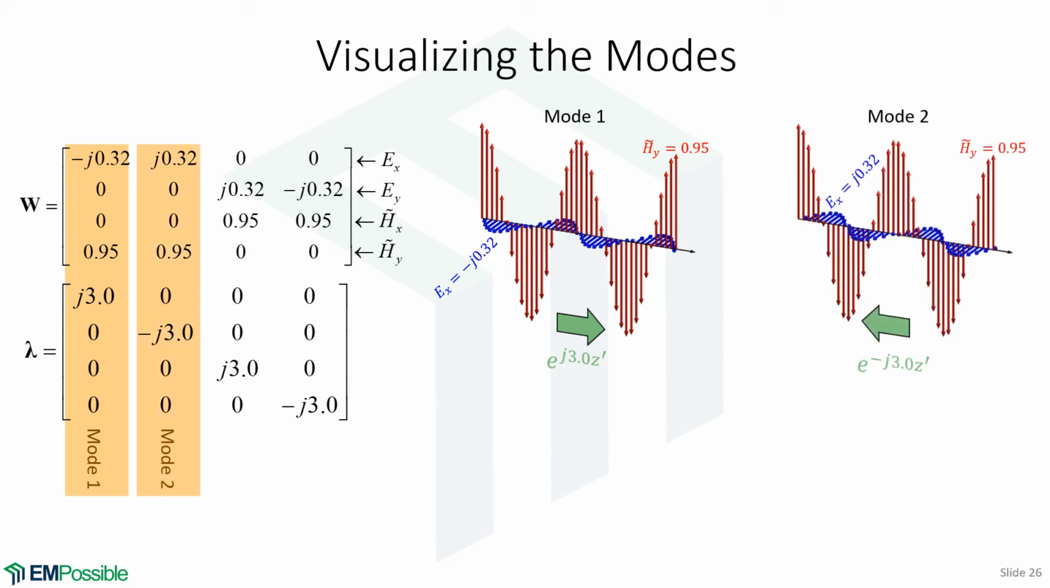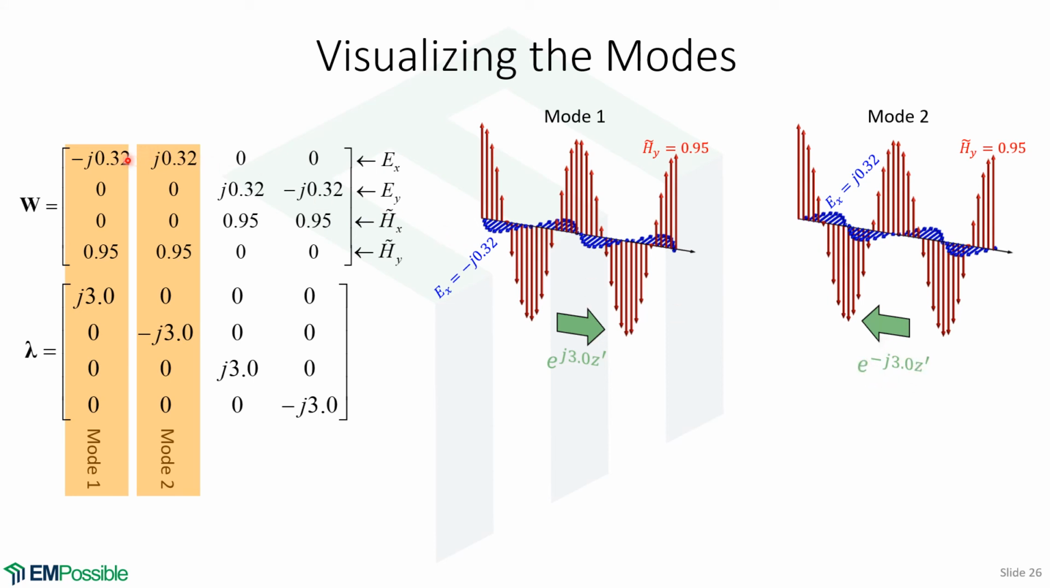Let's move on to the second mode. This only has an x component of E and a y component of H. Looks very similar to this first mode. The only difference is the sign of the E component is different, and the sign of the eigenvalue is different. Since the sign of the eigenvalue is different, now our exponential is e to the minus j3 times z. That means we have a backward wave.